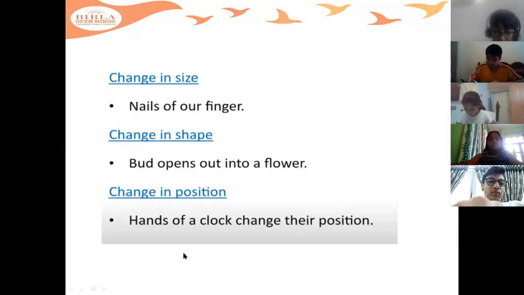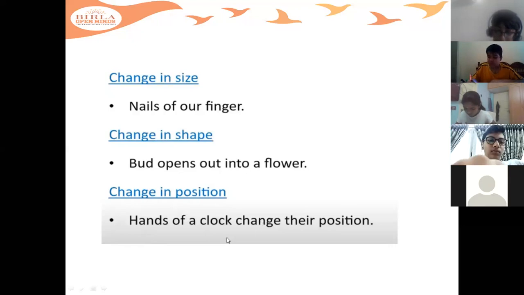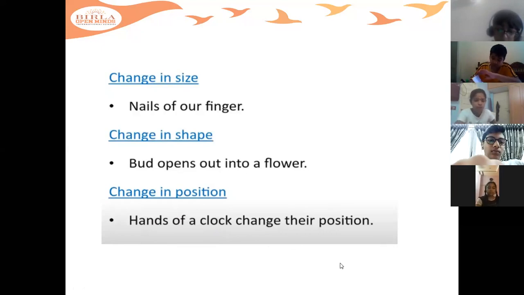Now change in position. If you see the clock or the watch on your hand, it will be changing its position. The hour hand, minutes hand, seconds hand, they will be changing their position. And can you give me one more example for this change in position?